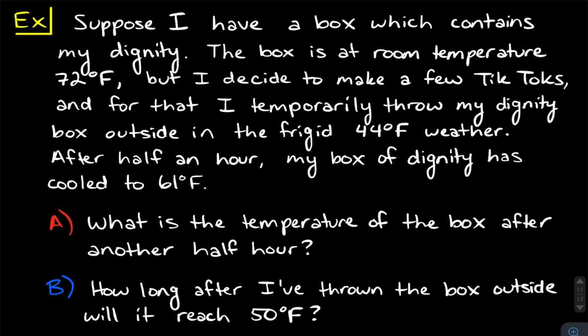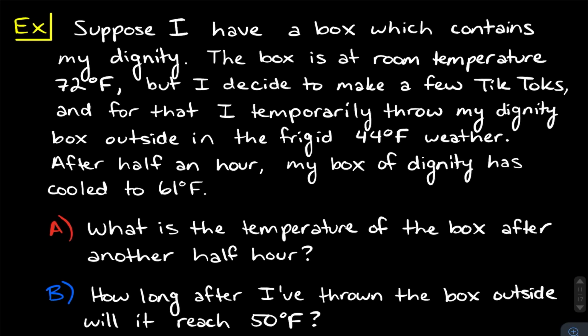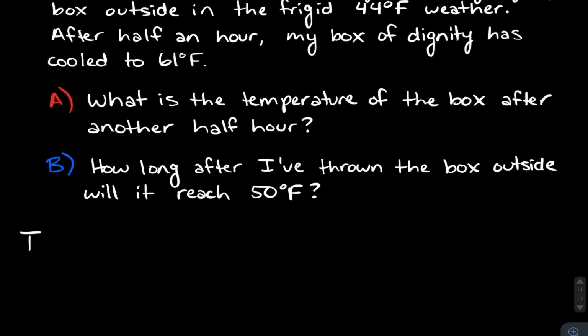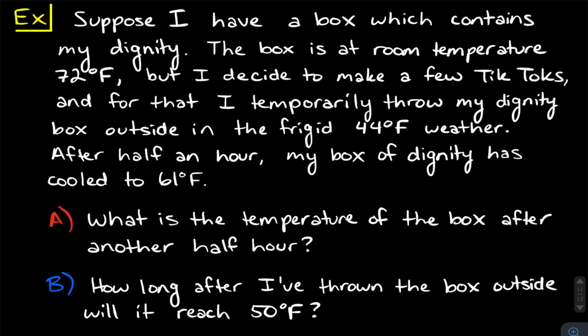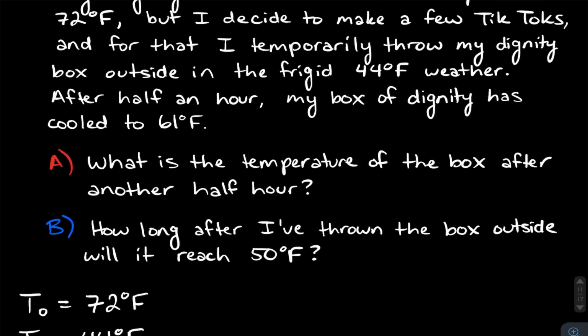Before we even read the questions, the A and B part, let's mark out the information that we know now. The box is our object here, and it is at room temperature, 72 degrees Fahrenheit initially, so we're going to say T naught is equal to 72 degrees Fahrenheit. Now, I'm throwing that box outside into 44 degree Fahrenheit weather. So that means the surrounding temperature, the temperature that is surrounding that box, which is now going to be outside, is going to be 44 degrees Fahrenheit. And after half an hour, my box cooled to 61 degrees Fahrenheit.